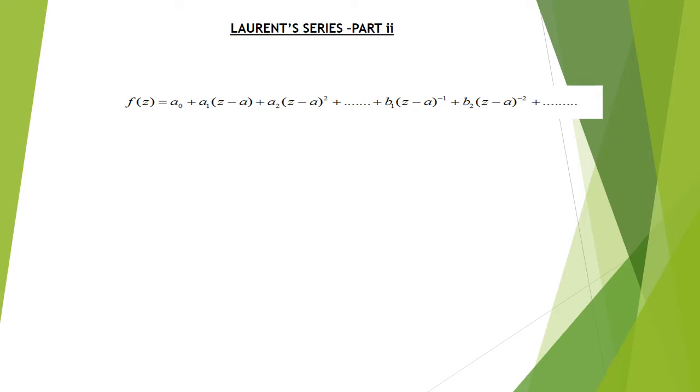When we are calling it as powers of z minus a, the center is a. If we call it in powers of z, the center is origin. If the center is origin, we will get it in the powers of z. If the center is a, we will get it in powers of z minus a.